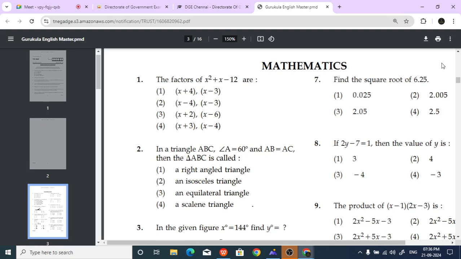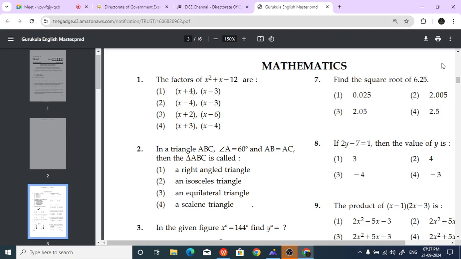See, when you multiply these two factors, you should get that equation, that is x square plus x minus 12. When you multiply x plus 4 into x minus 3, what do you get? X into x, you are getting x square. Are you getting x square? Yes or no? Yes. X square, okay. Then, 4 into x, you get 4x, and x into minus 3, you get minus 3x.